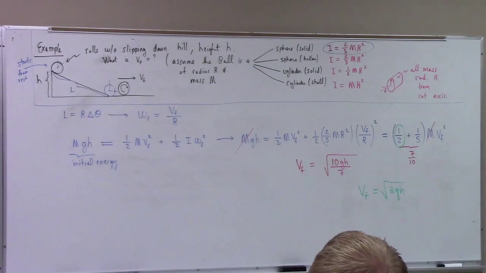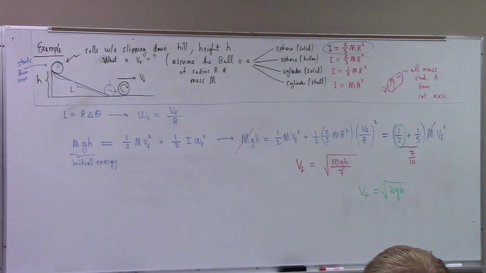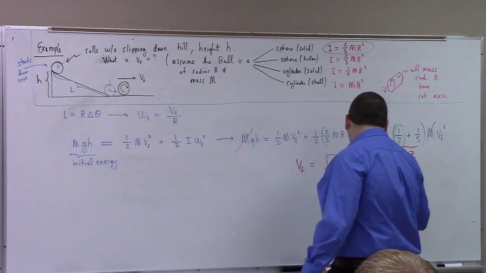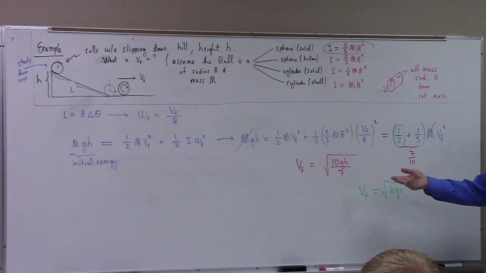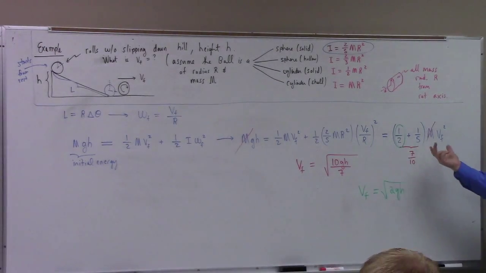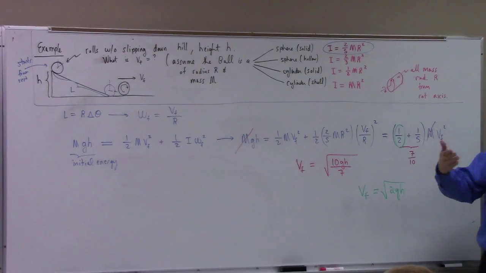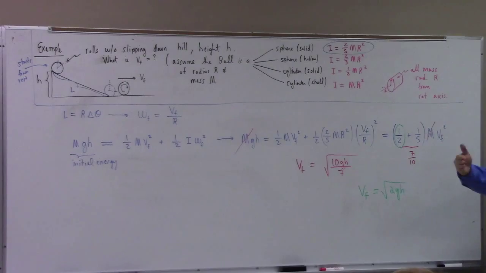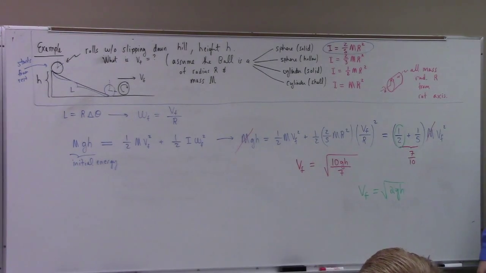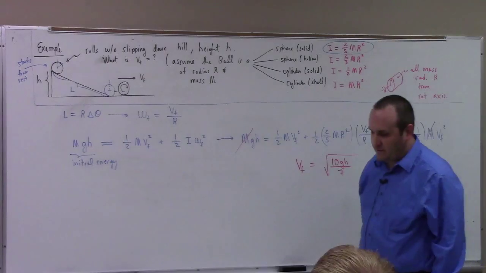How does the final speed compare then without rotational versus with rotational? How is 10 over 7 compared to 2? Of course it's smaller, right? And that makes sense because some of your energy is tied up in this rotational mode. So the potential energy has to be shared between the translational kinetic energy and the rotational kinetic energy. Both of these sectors eat up some of the potential energy, and thus the translational speed is actually smaller than it would be if there wasn't this rotational sector of energy, you could say. Does that make sense? I think it makes intuitive sense that the speed should be smaller. It takes some energy to start the rotation.